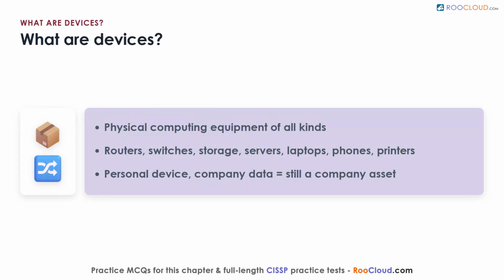What are devices in this context? Devices are the physical computing equipment across the environment. That covers networking gear like routers and switches, storage arrays, servers and desktops, laptops, tablets, phones, and even printers and scanners. Many organizations now let staff connect personally owned phones and tablets. Here is the key point. Even on a personal device, the company data on it is still a company asset. So the phone may belong to the employee, but the sales figures on it belong to the business.